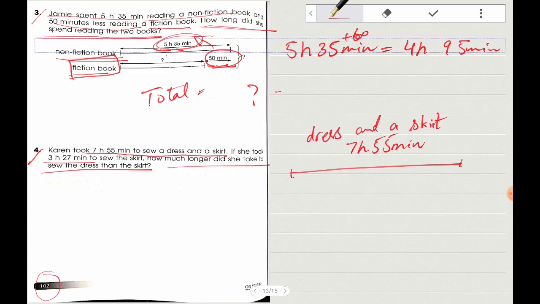After that they are saying if she took 3 hours 27 minutes to sew the skirt, this is the time for the skirt, but you don't have the time to sew the dress. So first of all you will find out the time to sew the dress by subtracting. After that you will have both times, skirt and dress. They are saying how much longer did she take to sew the dress than the skirt. You have to find out the longer time of stitching the dress than the skirt by subtraction.